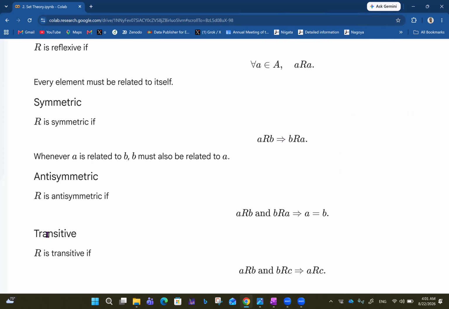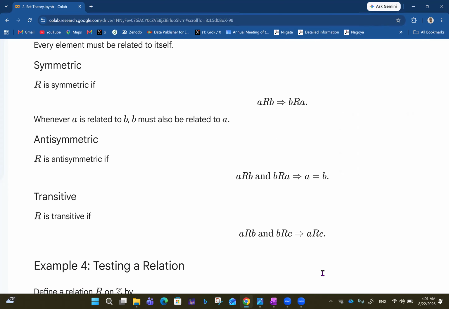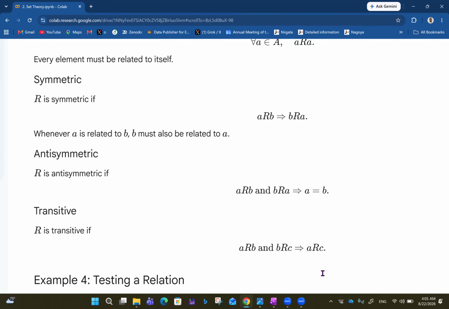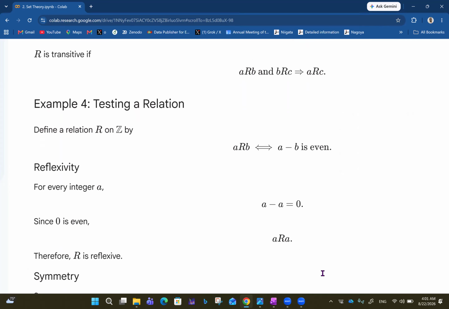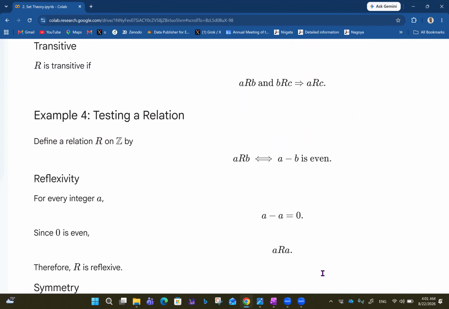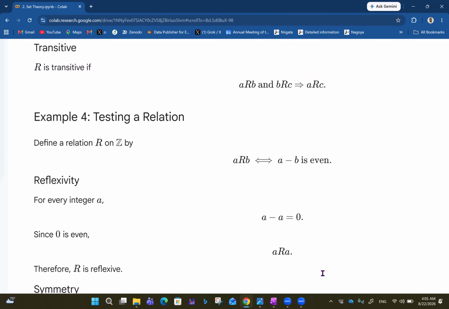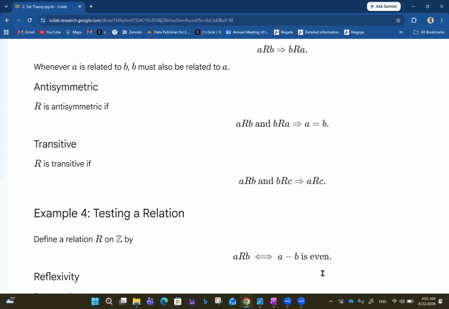And then it is transitive. R is transitive if a is related to b and b related to c implies that a is related to c. That's transitivity. So a relates to b, b relates to c, that means a relates to c. It's more like a is a friend to b and b is a friend to c, so a is a friend to c. That's the idea of transitivity.